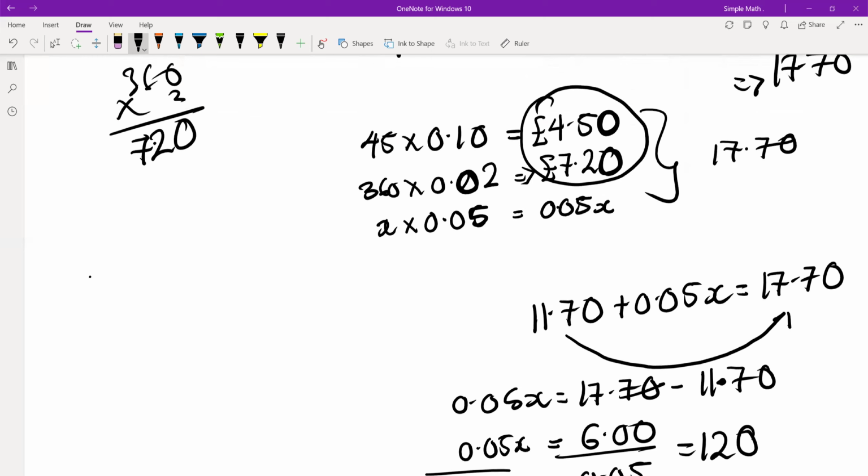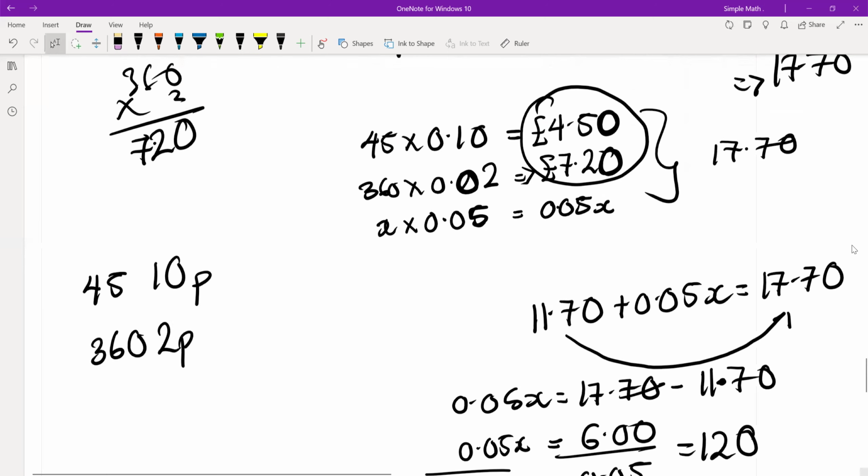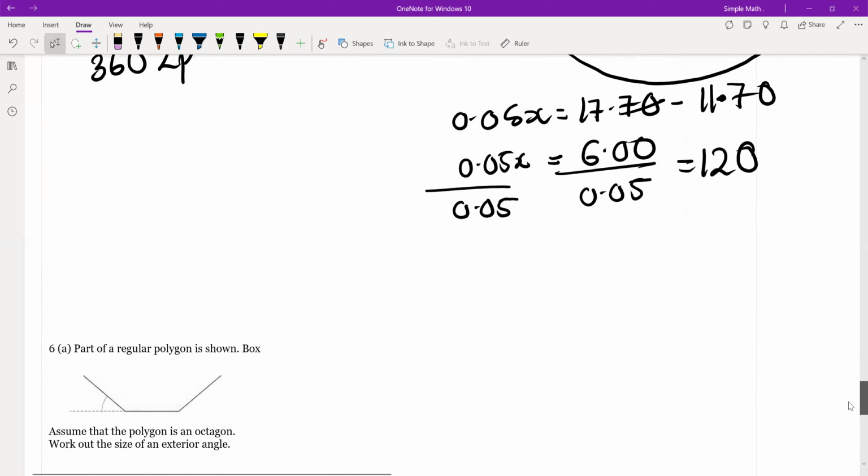So in total we have 45 10p's, 360 2p's, and then for the 5p's it has 120.